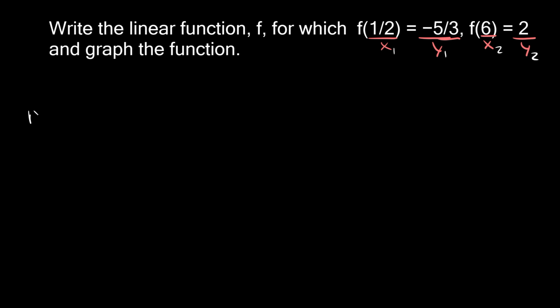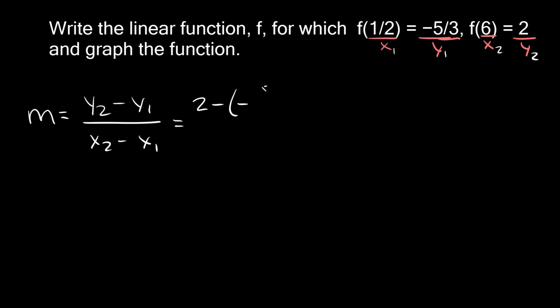So first, let's find the slope. So again, that's y sub 2 minus y sub 1 over x sub 2 minus x sub 1. So here we're going to get 2 minus negative 5/3, and that's going to be all over x sub 2, which is 6. So we're going to do 6 minus 1/2. Okay, so then here, in order to add and subtract fractions, you need to have the same denominator. So to turn this 2 into a fraction, we can simply multiply it by 3 over 3.